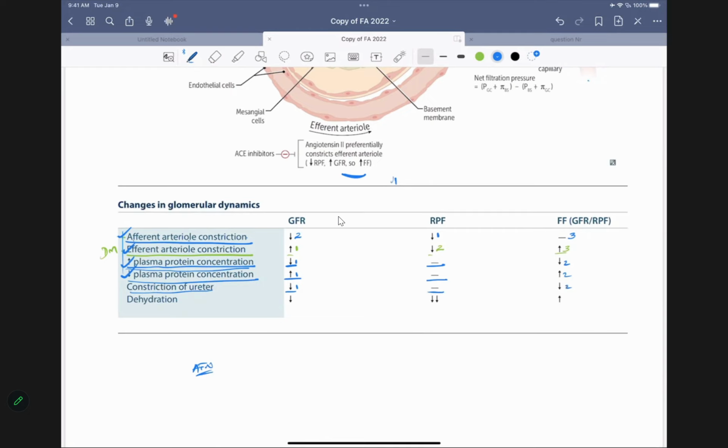You see, it's easy. You don't have to do math. Just go with GFR. The only time you need to worry is when they're both in the same direction: no change, constant. So does everybody understand the constriction of the ureter? Okay.